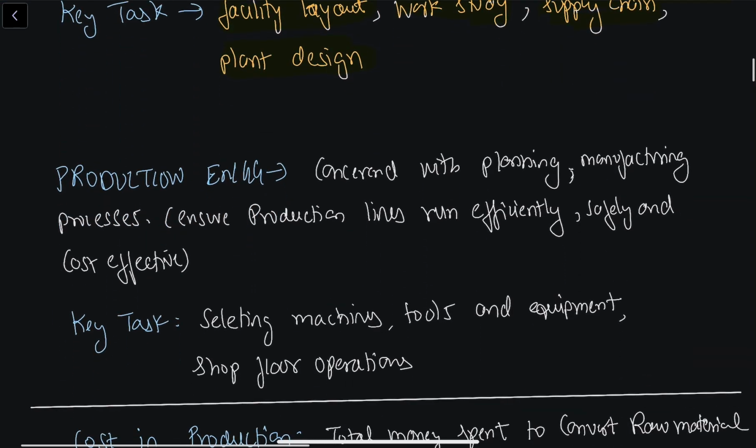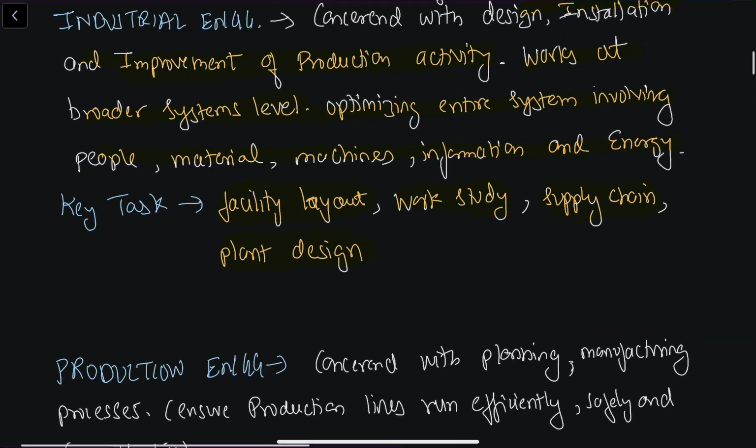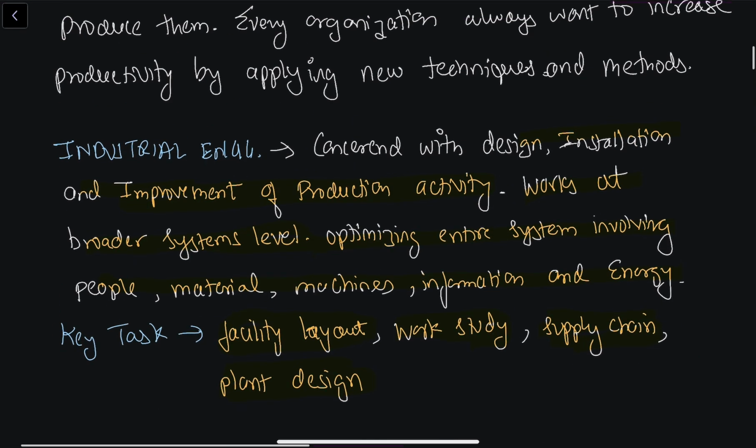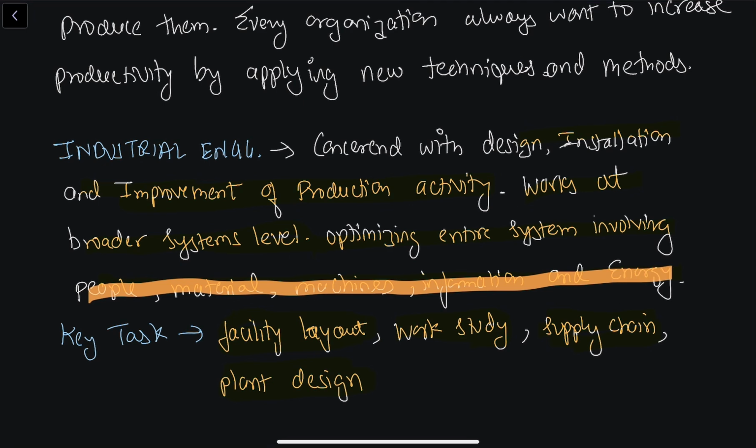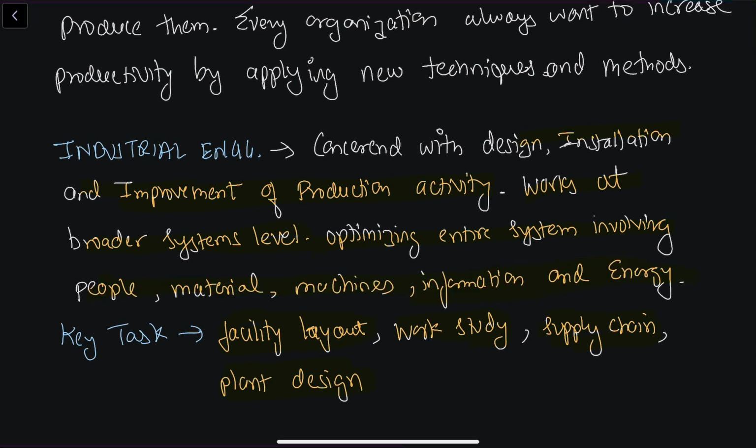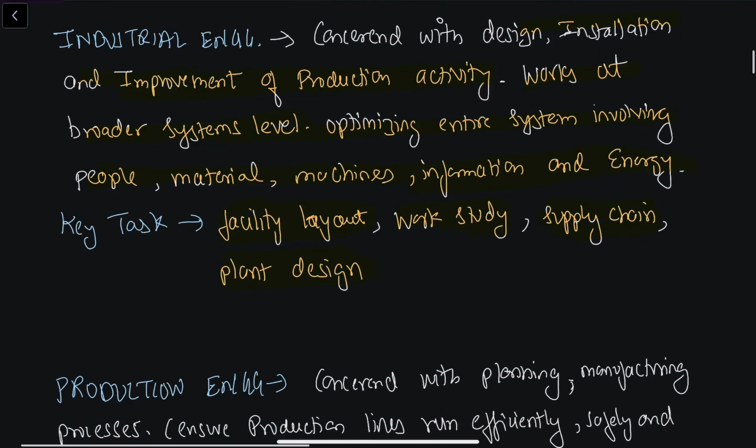And what about the production engineer? What is the role of the production engineer? The production engineer is concerned with planning the manufacturing process. Now the industrial engineer has set up the plant and facility, he has put in the machines, he has put in the people, material, information, energy, everything is set up, right? Now to build a machine or a car, a production engineer would be required.